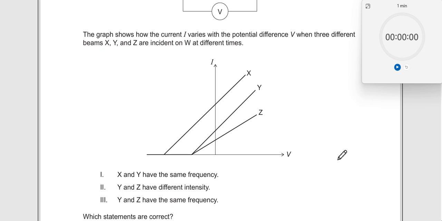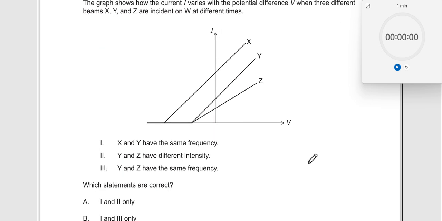Okay, it has taken more than a minute. Let me close this. Right. To understand, sometimes I need to take a little bit more time.